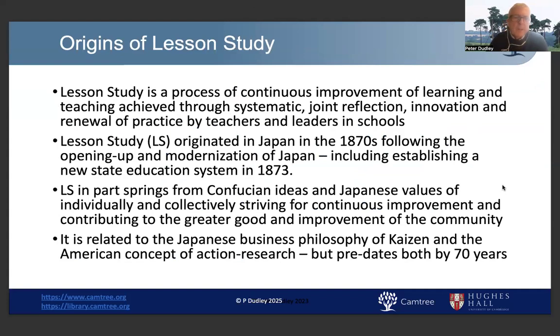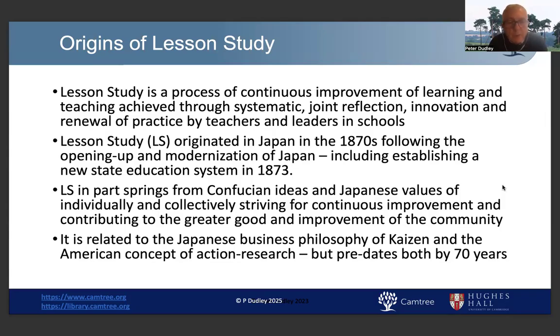Thanks. So the origins of lesson study go back a long way, before the Second World War, to the 1870s in Japan, which was opening up to the world and modernizing. Japanese politicians, as they became after the Meiji revolution, had studied science, technology, and government in a number of countries, including the UK. And they introduced a nationwide education system.